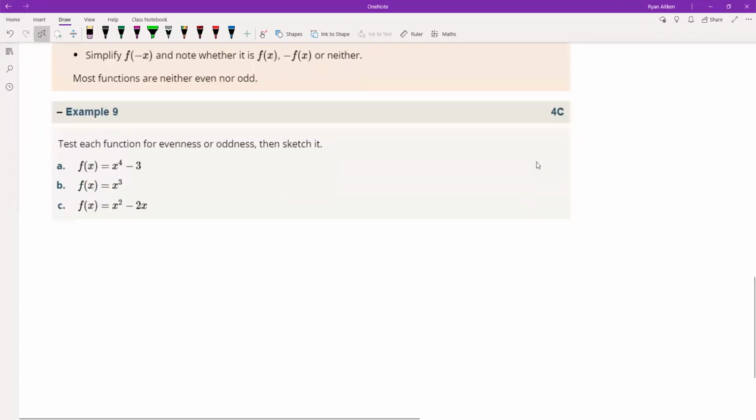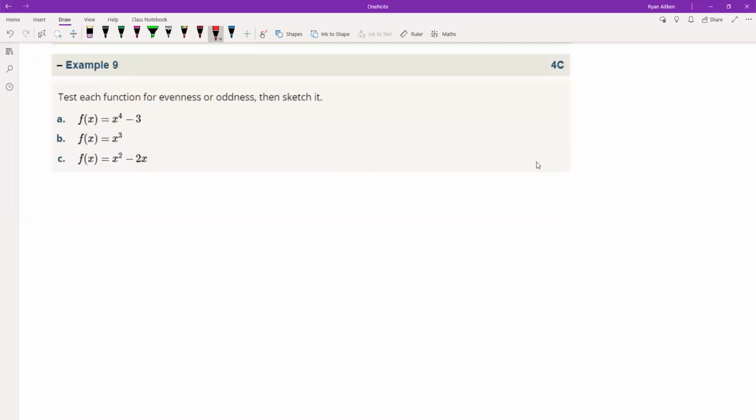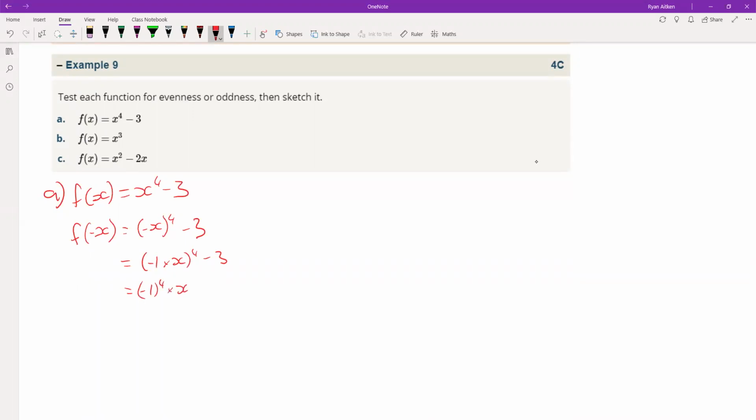Okay, so we're going to test each of these. So test each function for evenness or oddness. So part A, we've got f of x clearly equals x to the 4 minus 3. Now, if I want to say f of negative x, let's test that. That would equal negative x to the 4 minus 3. I'm going to break it down very simply now. This is the same as saying negative 1 times x to the power of 4 minus 3, right? Which is the same as saying negative 1 to the power of 4 times x to the power of 4 minus 3, yeah? And that's clearly equal to 1 times x to the power of 4 minus 3, which is equal to x to the 4 minus 3. Is that okay? Okay.